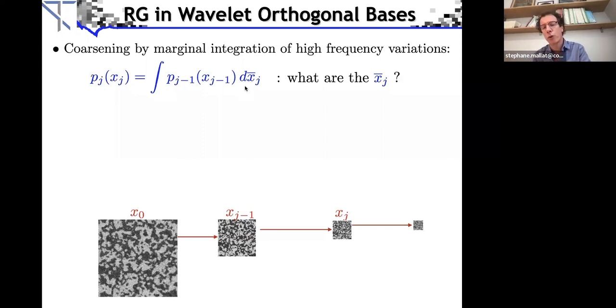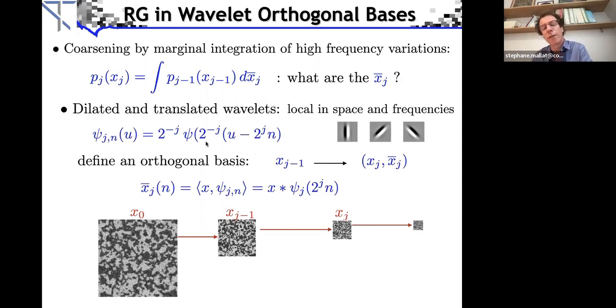The standard approach is to use a Fourier basis. If you come back to the publication of Wilson in the 70s, this is not what he used. He used something like wavelets. So what is a wavelet? A wavelet is going to be an orthogonal basis that is going to characterize these free degrees of freedom with waveforms which look like sine waves, oriented sine waves, but which are local in space.